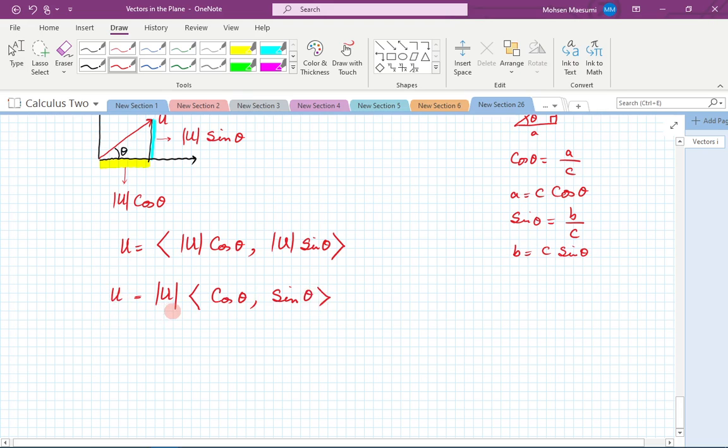If u happens to be a unit vector, well, the length of it will be 1, and this will be shown just as cosine and sine. That is one way of describing a vector. Remember, we still have another option, which is taking this and showing it with the unit vectors that we had, i and j.